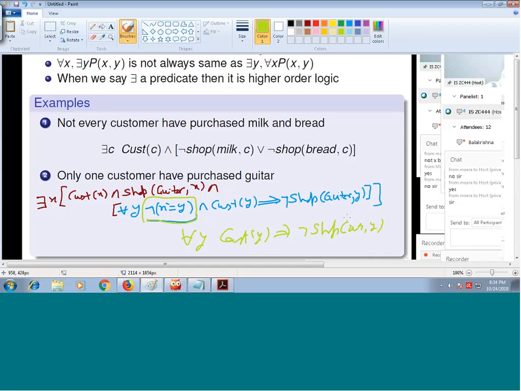Y has not shopped for the guitar. You understand this? Every Y has not shopped for the guitar. This is how I can write. But here I also have to put one more condition, because this Y should not be equal to this X, because he is not the person who purchased this. Therefore, this is an extra condition: if X is not equal to Y, then only I am going to talk about this.